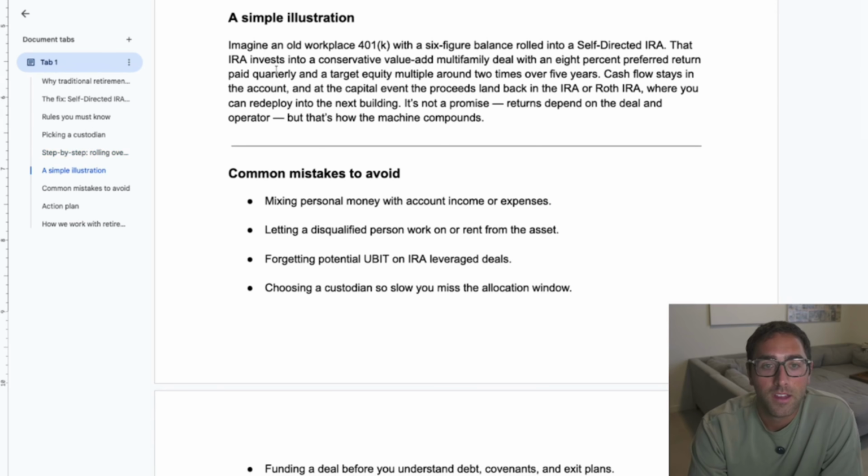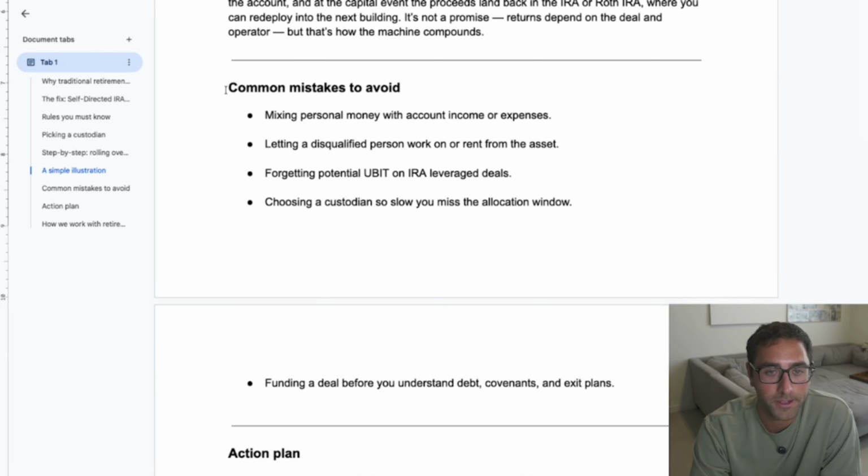So a simple illustration. Imagine an old workplace 401k with a six-figure balance rolling into a self-directed IRA. That IRA invests into a conservative value-add multifamily deal with an 8% preferred return paid quarterly and a target equity multiple around 2 times over 5 years, pretty much what we have. Cash flow stays in the account, and at the capital event, the proceeds land back in the IRA or Roth, where you can redeploy into the next building. It's not a promise. Returns depend on the deal and operator, but that's how the machine compounds, okay?